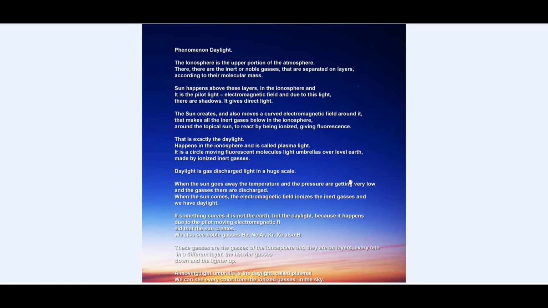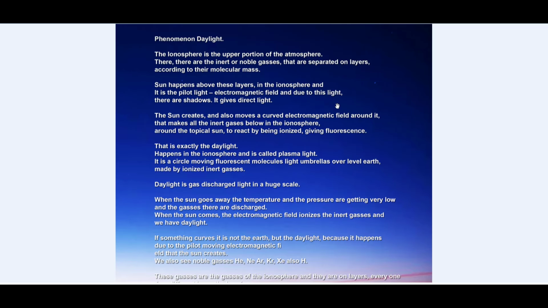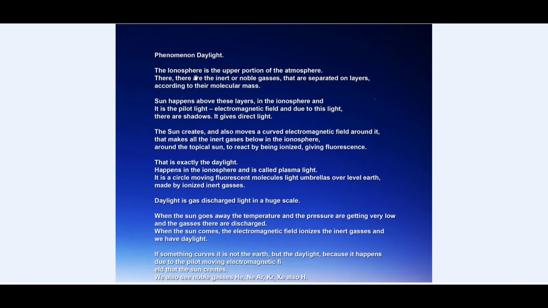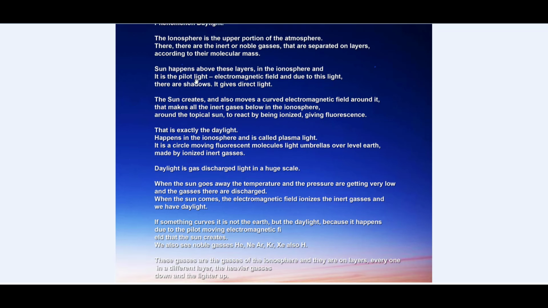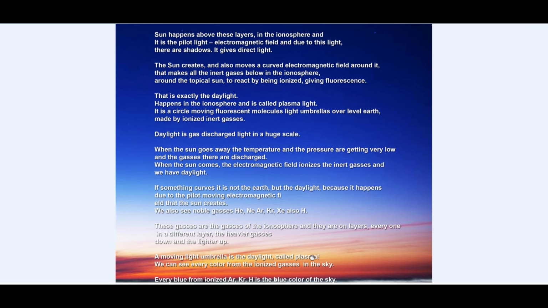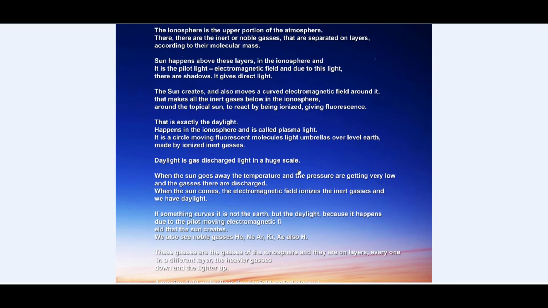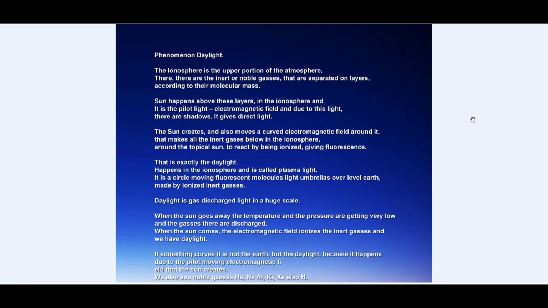The ionosphere is the upper portion of the atmosphere. Let's make this bigger. So the ionosphere is the upper portion of the atmosphere. Do you see the colors here? Going all the colors, and then it goes to blue, and then all pitch black dark. Now, there, in the ionosphere, there are the inert or noble gases. We all know that, we studied in school, that are separated on layers according to their molecular mass.